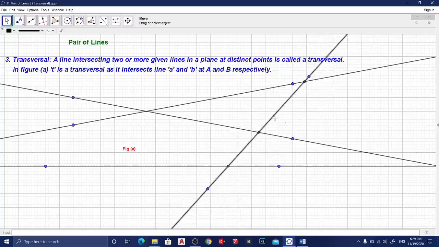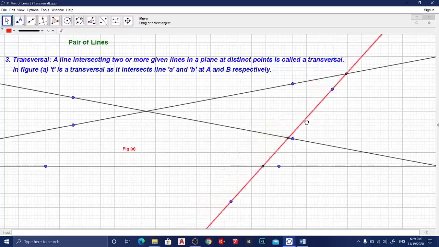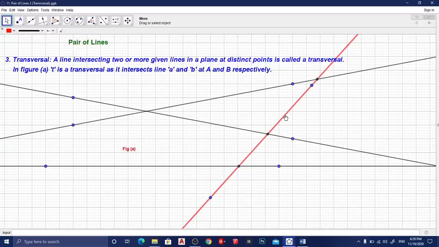Observe here, this line is intersecting these three lines at three distinct points. I will change the color. So this red color line is called a transversal. Why is it called a transversal? This line is intersecting these three lines at three distinct points, three different points it is intersecting.